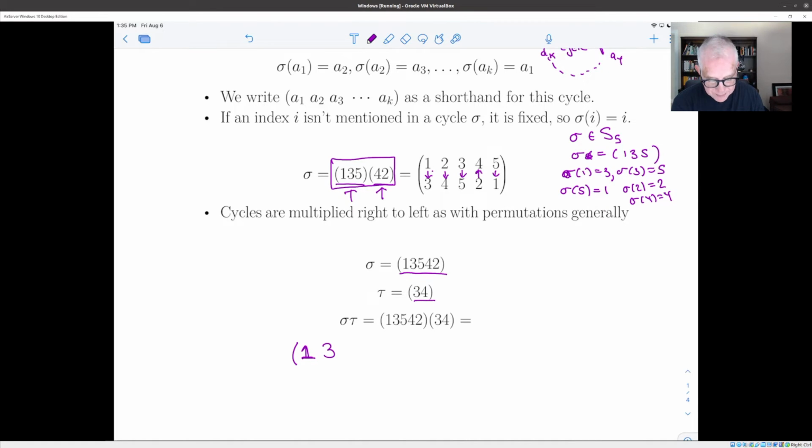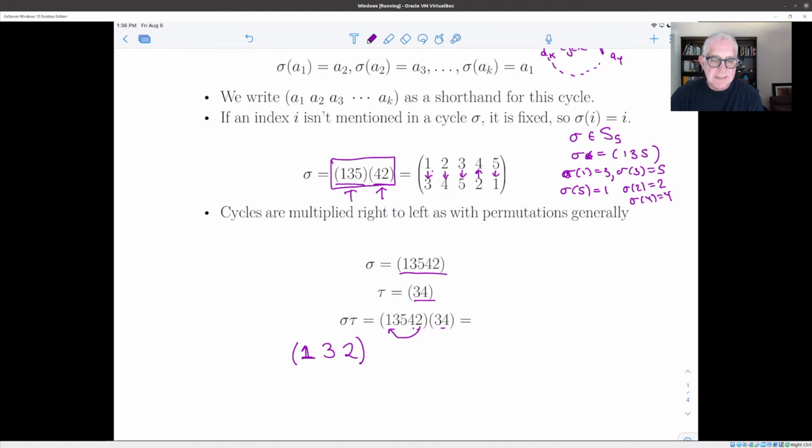Now where does 3 go? Well, the second permutation, which is where we look first, sends 3 to 4, but then the first permutation sends 4 to 2. So the combination of those two things is 3 goes to 4, 4 goes to 2, so 3 goes to 2. Now, if we look at the second permutation, it doesn't move 2 at all. So we just look at the first one, and because it's a cycle, 2 goes back to 1. So you see, the first thing we find is that sigma tau includes the cycle (1, 3, 2).